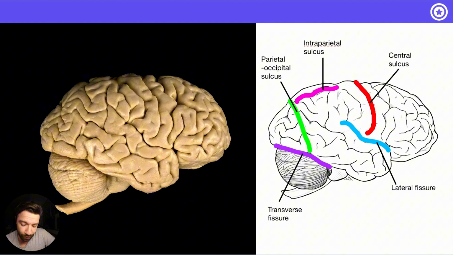And while we're back here, we can identify this sulcus right here. It's going to be that parietal occipital sulcus, and it's named because it separates the occipital lobe from the parietal lobe right here. So that's that parietal occipital sulcus.